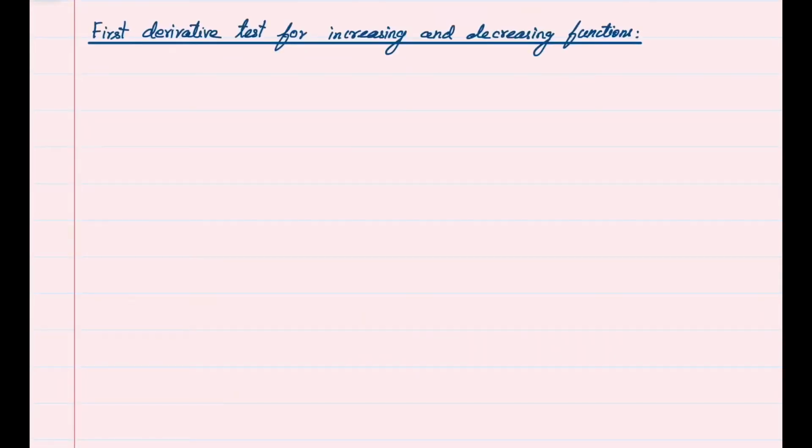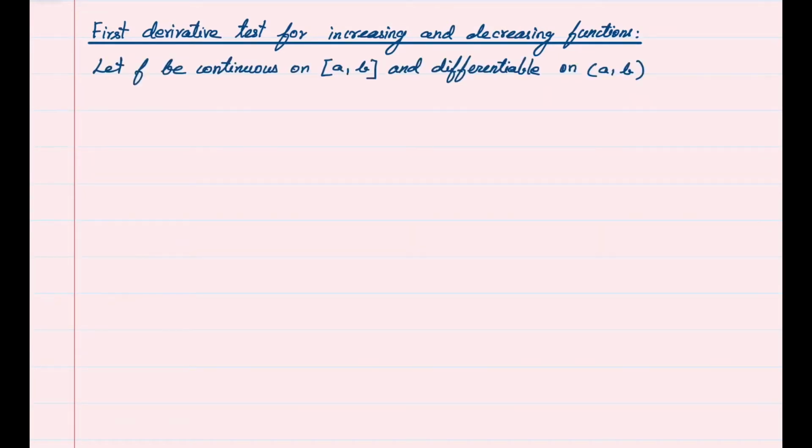Now let us see the first derivative test for increasing and decreasing functions. So using the derivative, we are going to check whether the function increases or decreases in that particular interval. This theorem can be proved using mean value theorem. Therefore, the conditions of mean value theorem are applied here.